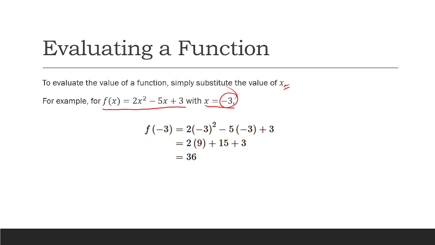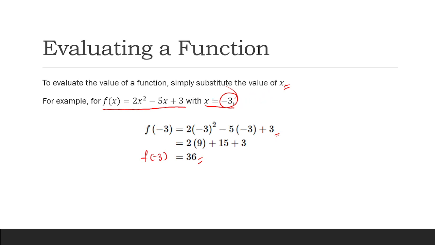We have f of negative 3, the x here replaced with negative 3, is equal to 2 times negative 3 squared minus 5 times negative 3 plus 3. Now, we just have to compute. It's very easy. We will have 2 times negative 3 squared, that's 18. Plus negative 5 times negative 3, that's 15, plus 3. So we will have 36. Therefore, f of negative 3 is equal to 36. That's how we evaluate a function. If the value of x is different, we just replace it the same way.